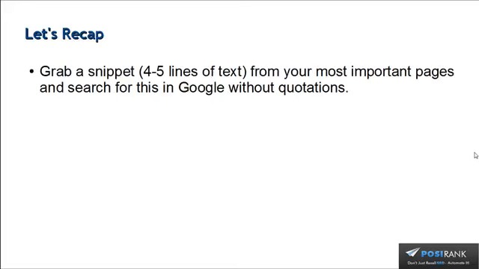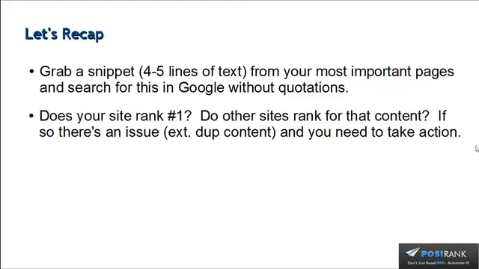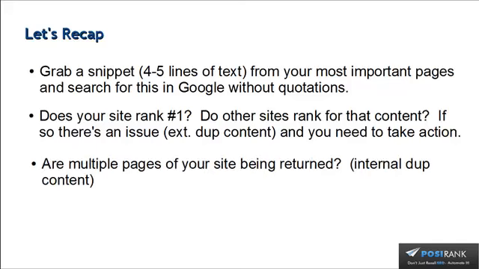All right, let's recap this. What did we learn? First and foremost, the snippet search method. It consists of us grabbing a snippet of text, 4 to 5 lines, from your most important pages and searching this in Google without quotation marks. Now remember, we like to do multiple snippet searches per page. Does your site rank number 1? Do other sites rank number 1 for that content? If so, there's an issue. Okay, there's external duplicate content. That means Google sees the other site as the author of that content, and you need to take action.